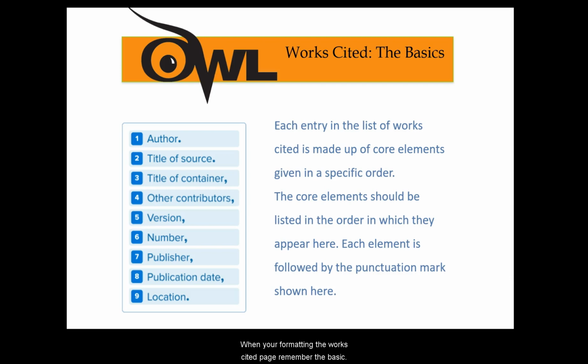Okay, when you're formatting the works cited page, remember those basic elements that need to be included. You've got the author, the title, the container, contributors, version, number, publisher, date, and location. These are the core elements. Now, there are other pieces of information that you can include, including the database title, that's counted as another container, and it would come after the publication date, before the location. There's also the date of access, which would generally come after the location.